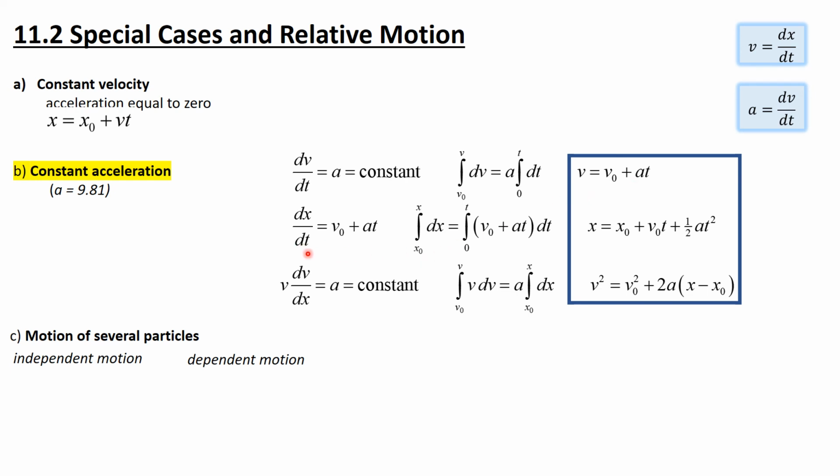We also have our position dependency, so no longer linear here. One half a t squared. That t squared is going to give us a non-linear position versus time graph. And we also have this relationship between acceleration, velocity, and position. If we don't want to worry about the time, we can grab this last little relationship here.